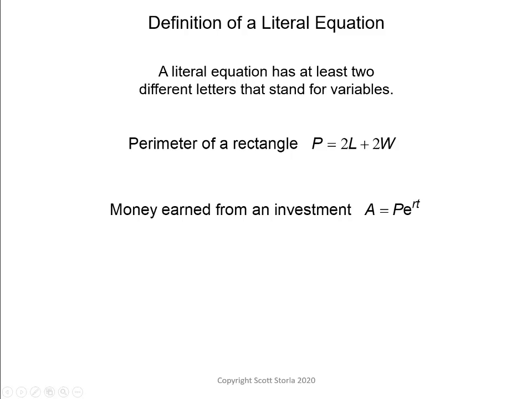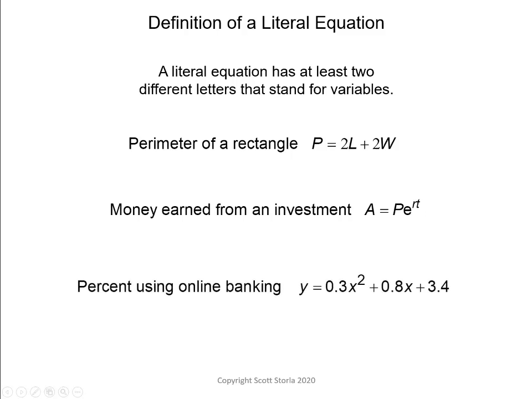Here's another literal equation that we've used previously in the semester. This is for the future value of an investment that's continuously compounded. One thing I just want to point out is that even though we have 5 letters here, only 4 of them are variable. The E is constant. It's just the value that's close to 2.718. Here's a third example. It's one that we've used often in the semester for different functions. And here we have two different variables, x and y.